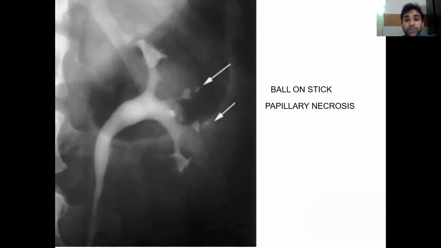This is how IVU shows the ball on T sign, usually seen in papillary necrosis. The ball on T sign, or Egen cup appearance, refers to a urographic pattern of papillary excavation that may be seen with renal papillary necrosis. The sign occurs when contrast material fills central excavations in the papilla of the interpolar region, giving a ball on T appearance.